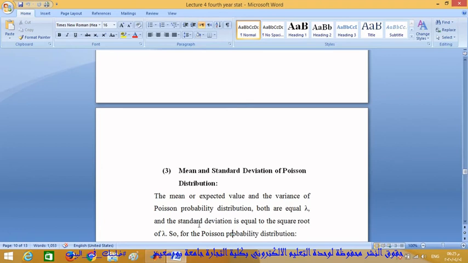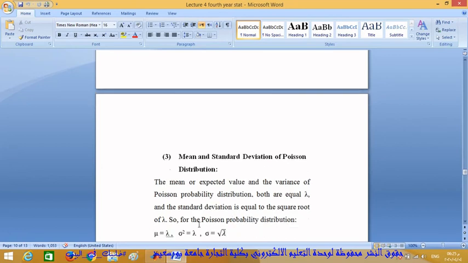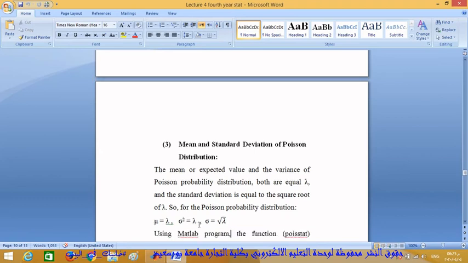So for the Poisson probability distribution, mu, the mean or expected value, equals lambda; sigma squared, or variance, equals lambda also; and sigma, or standard deviation, equals the square root of lambda.